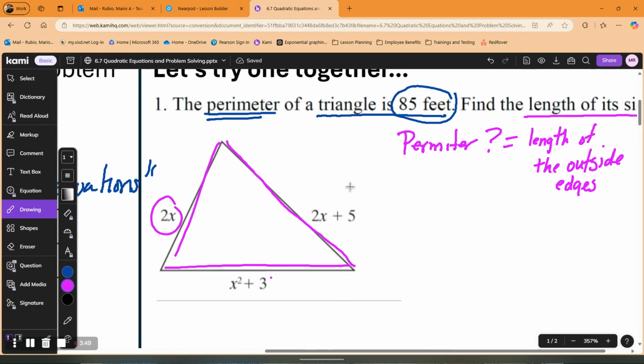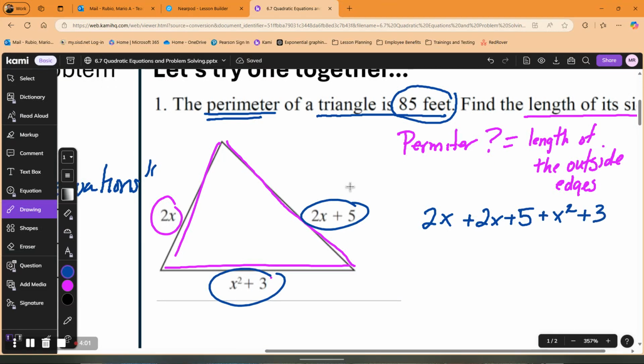So let's go here. 2x plus 2x plus 5 plus x squared plus 3. Okay, what do we do there? Now we've got all these terms. What's going to happen? Well, all we need to do is combine the like terms. After that, we'll have our quadratic equation. So let's start with combining like terms.